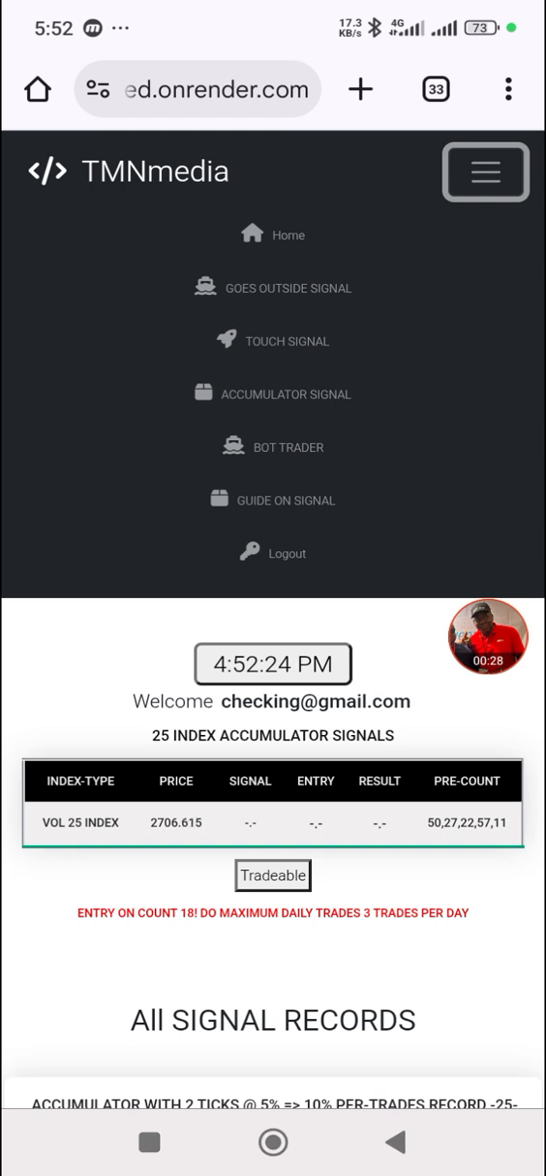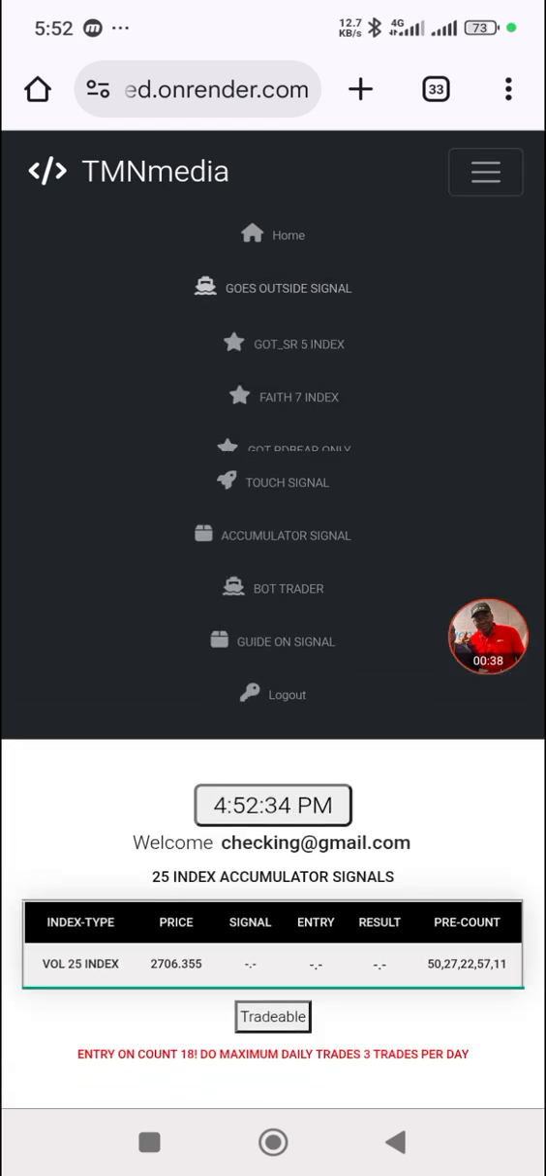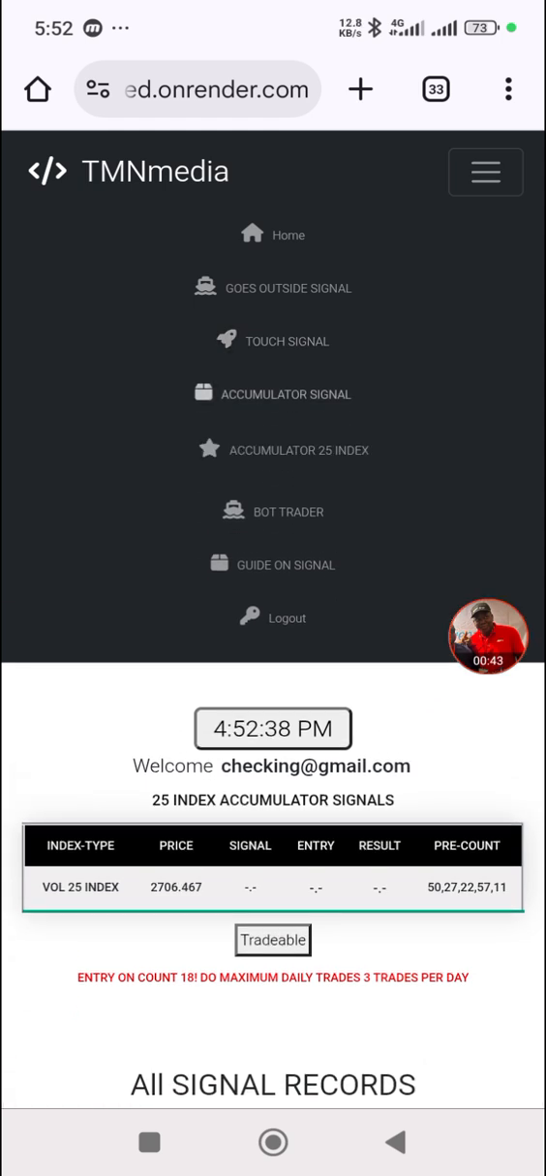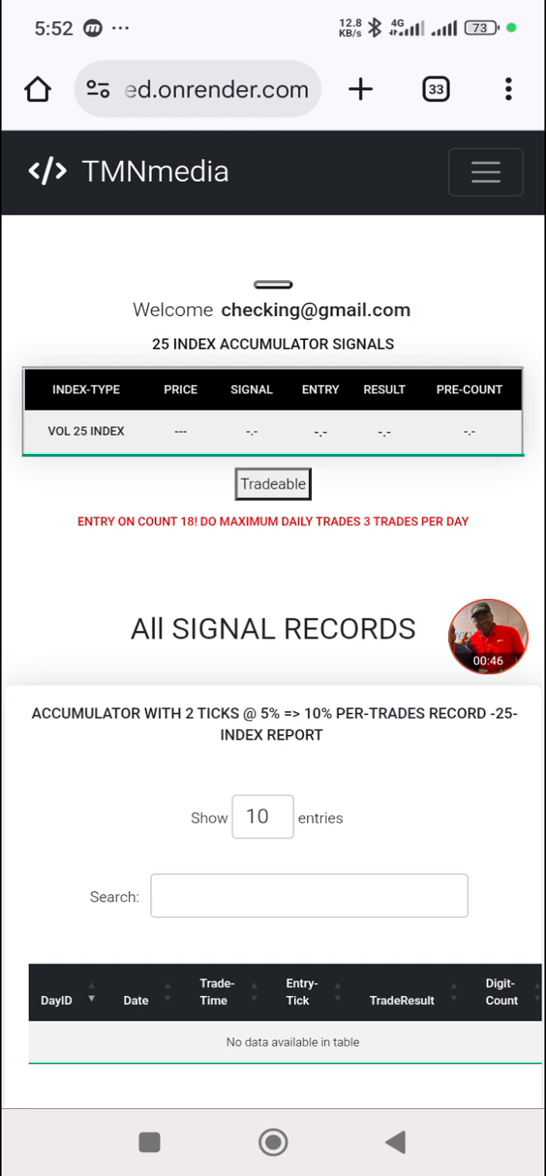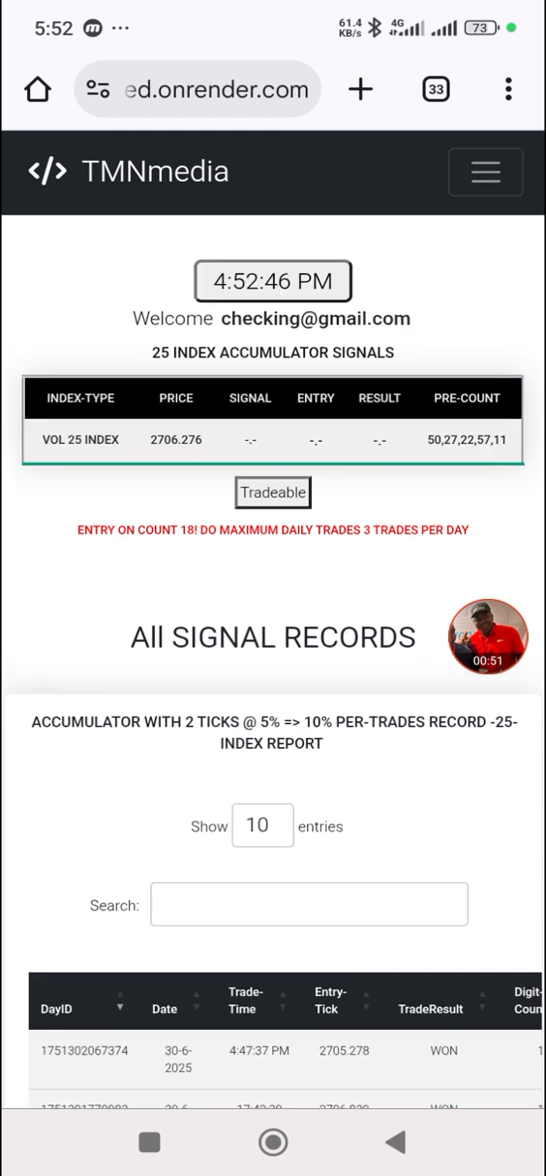I actually have three signal service options, right? Goes outside, which has about three different types of signals. Then we have touch, which also has three different types of signal. Then I have accumulator, which is just one. And what I had to do was modify this based on the training I gave you guys. The initial one that was there was a combination of two versions, the one I showed you and this one, so I had to remove it and make it just one.